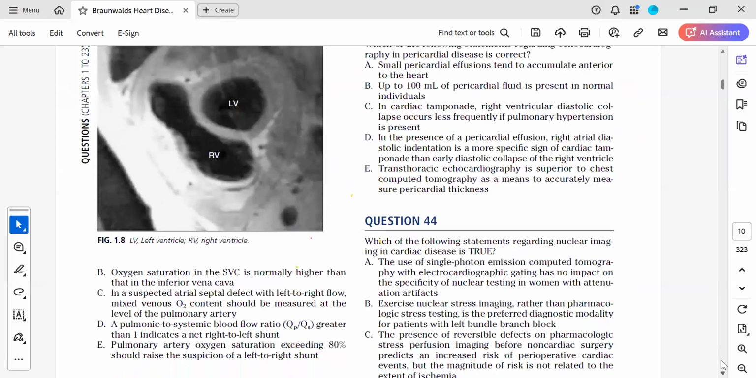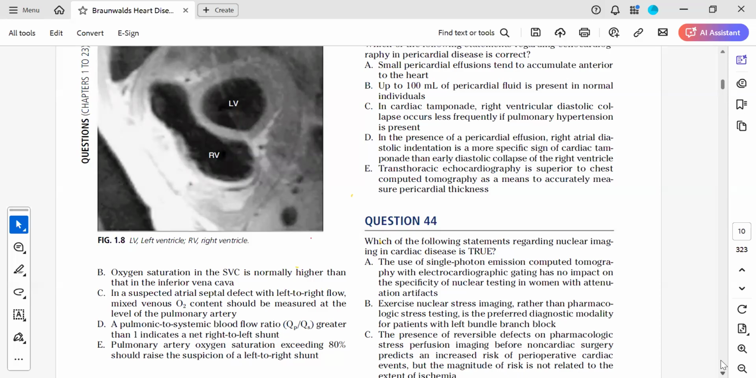Option B says oxygen saturation in the superior vena cava is normally higher than that in the inferior vena cava. That is false. The oxygen saturation in the inferior vena cava is usually higher than that in the superior vena cava. I know that there is a lot of oxygen extraction by the brain from blood coming from the brain down through the SVC, so more than what is extracted that's coming from the inferior vena cava. So it's the opposite that's true. So this option is also false.